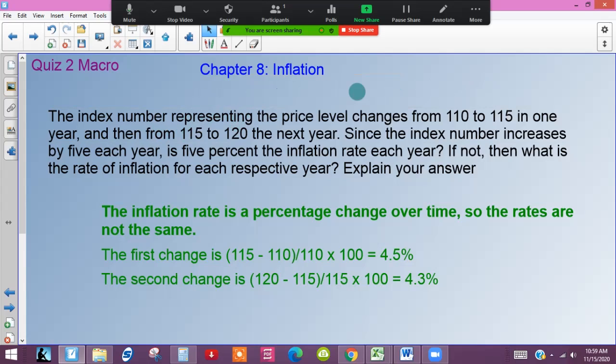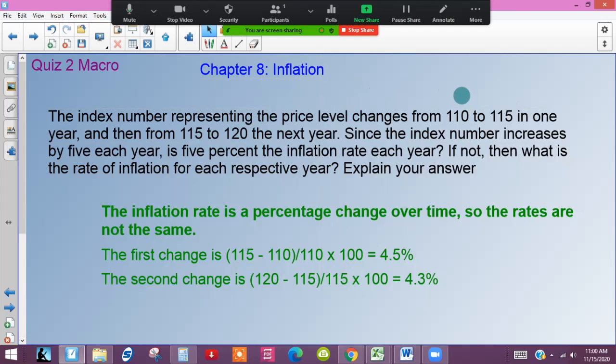So if the index representing the price level changes one year from 110 to 115, and then in the next year from 115 to 120, does this mean that our rate of inflation is 5% each year? Easy, right? Wrong. No, because we're looking at not just the change in the index number, which here obviously is a 5 each time. That's not how we compute the rate of inflation. We do it by looking at the percentage change.